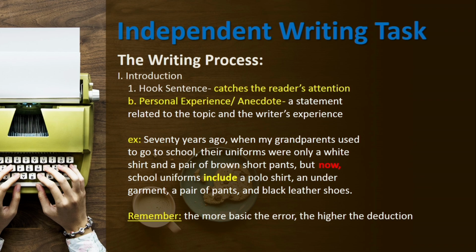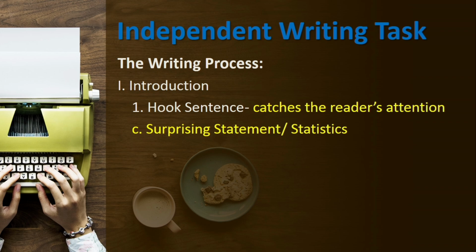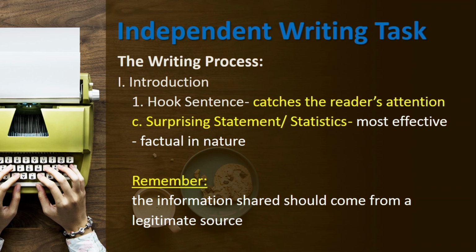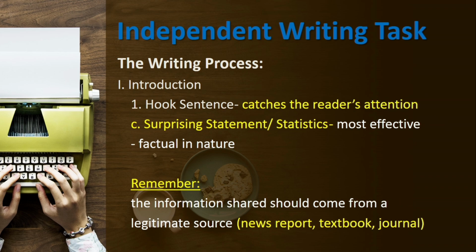And so the third basic hook sentence type is called a surprising statement or statistics. This type of hook is the most effective among the three. It is very effective in the sense that it is factual in nature. So in effect, the essay will start to earn a very good reputation from the raters, since the factual statement makes it more credible. However, you have to remember that the statement you share should be from a legitimate source, like a research conducted by a known institution, a news report from a dependable source like CNN or BBC, an article from a textbook, or a journal entry that was written by a famous writer.